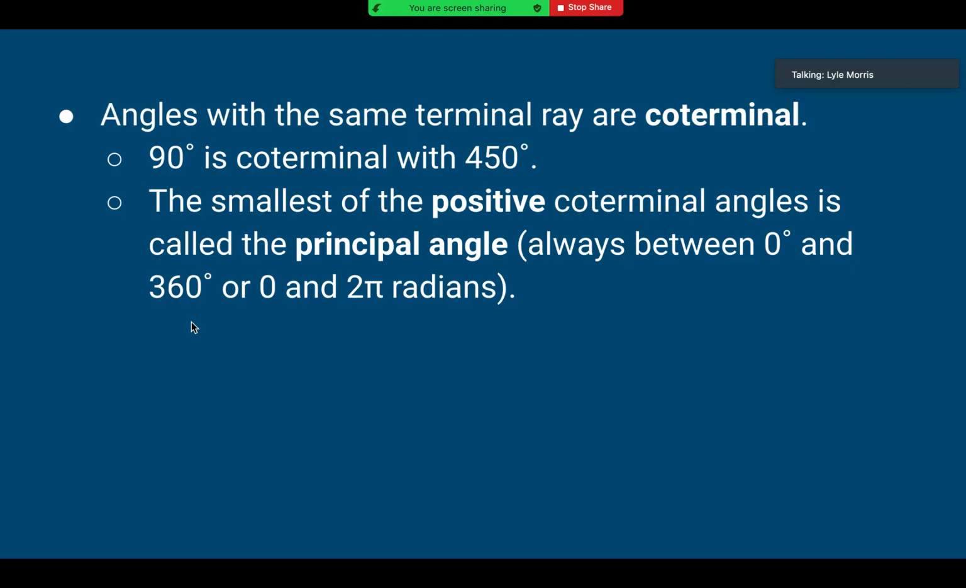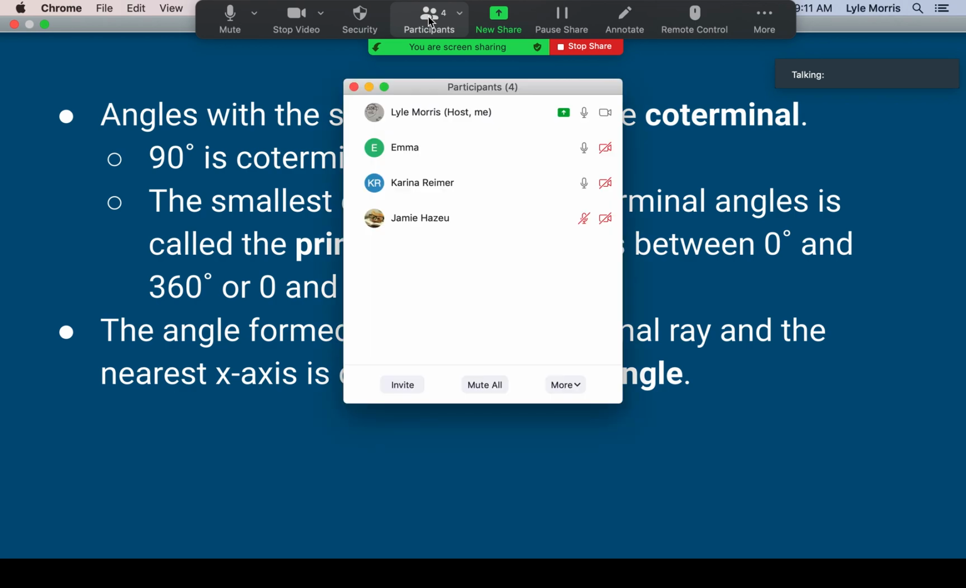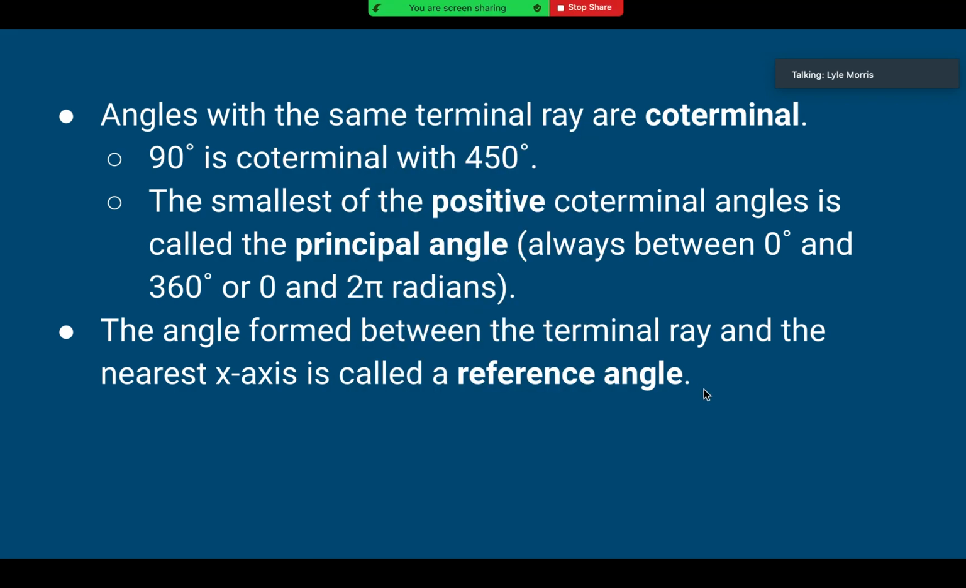Okay? There's lots and lots of examples in the textbook. Like today, that was me. Oh, hi, Emma. And that's what I talked about earlier.